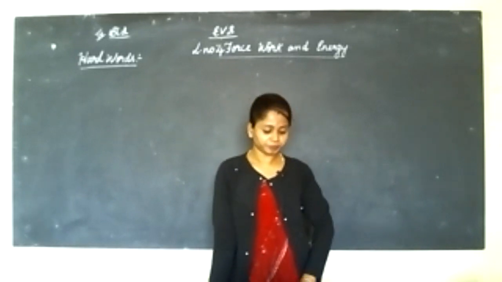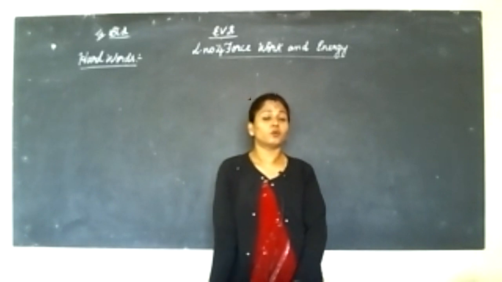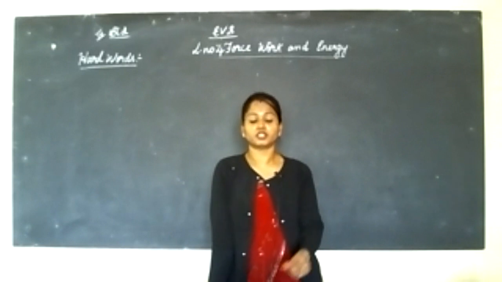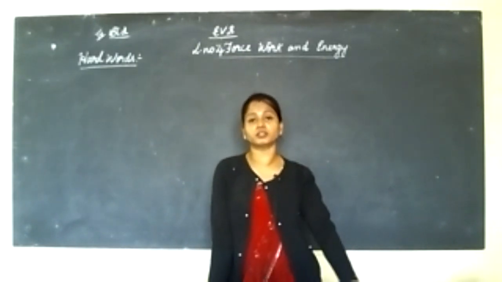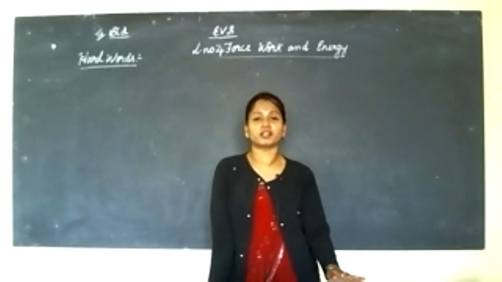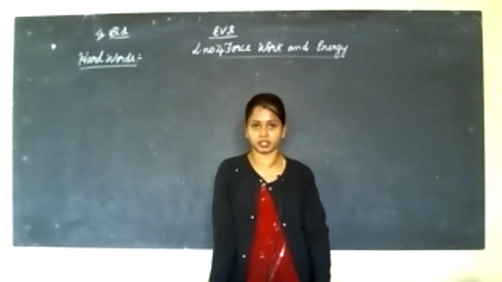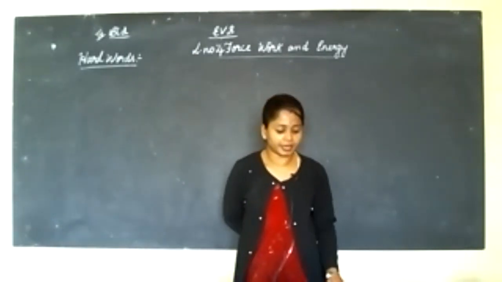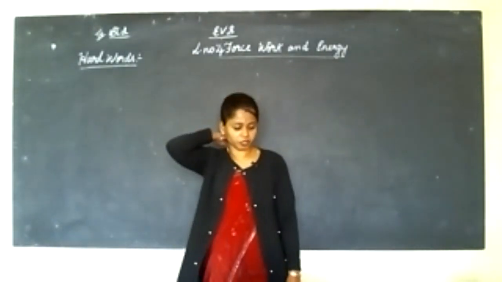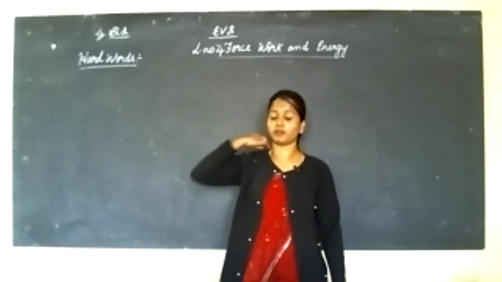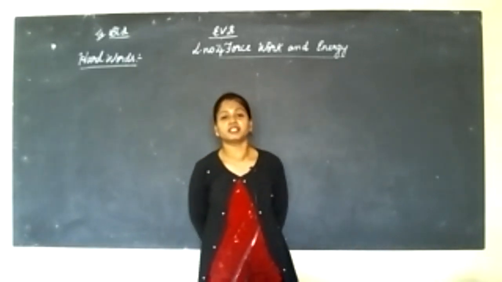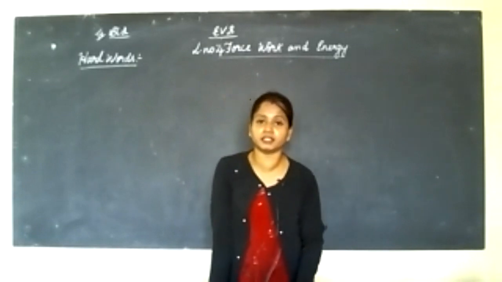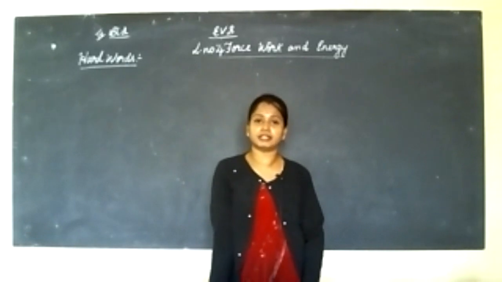And next was work. If we apply our force to move an object, and it is done, then the work is done. For that, we have some simple machines. I also gave examples, like levers, pulley, wheel and axle, inclined plane, screws and wedge. These are some of the examples. And the next topic was energy. About energy, we are going to learn in this class.